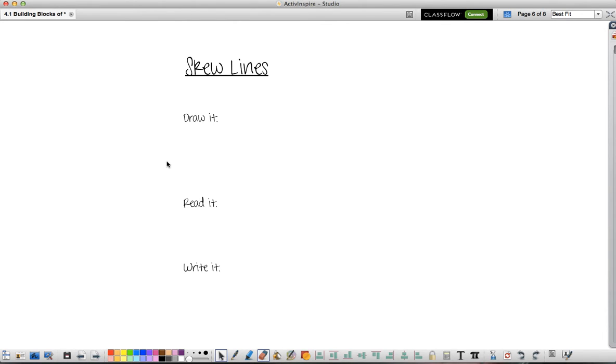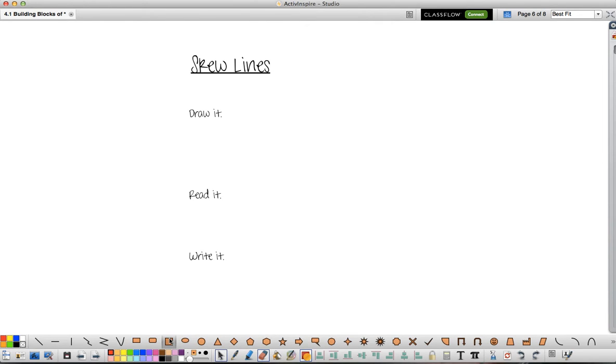Skew lines. Skew lines are going to be tough. You have to be able to draw three-dimensional figures. So take your time to draw your three-dimensional figure. I always learned that the first thing to do is to draw a square in the front and then a square in the back, and then just connect your corners. So connect and connect. And now it doesn't have to be a perfect square. Just make sure that you're connecting those corners and you will be fine.